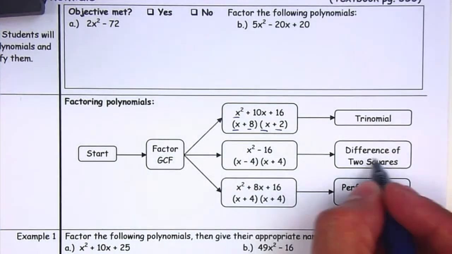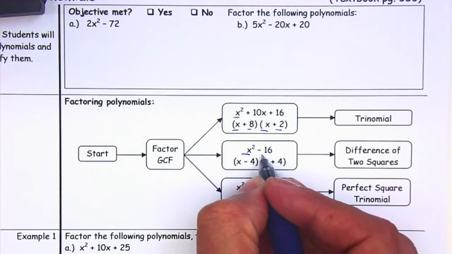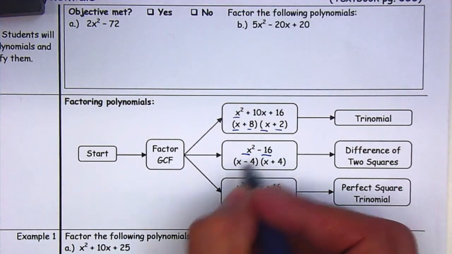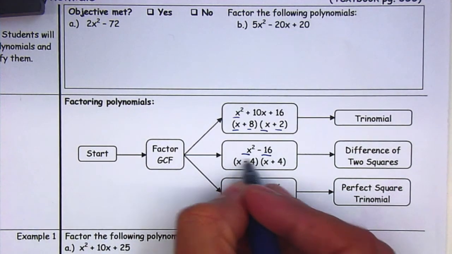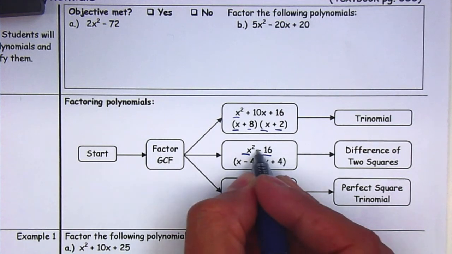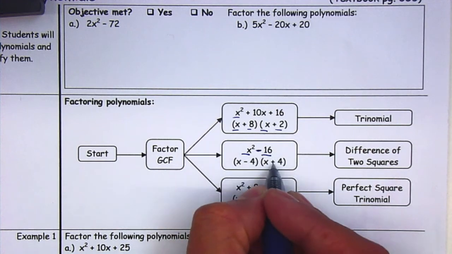The difference of two squares is when we have a square, x squared is a square, and 16 is 4 squared. 4 times 4 is 16. So factors of x squared is an x, factors of 16 will be 4 and 4. And it's the difference because we have a minus in between. So it will be 1 negative and 1 positive.